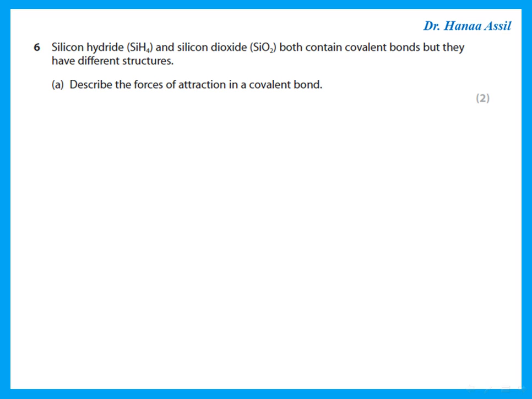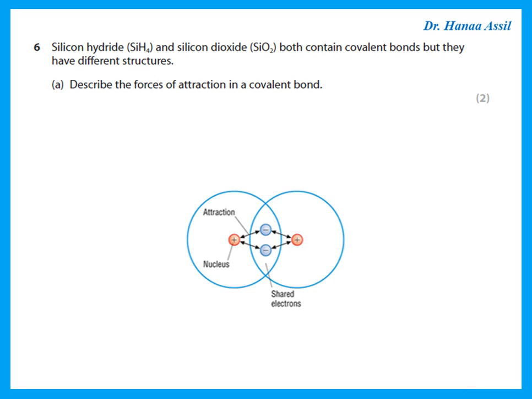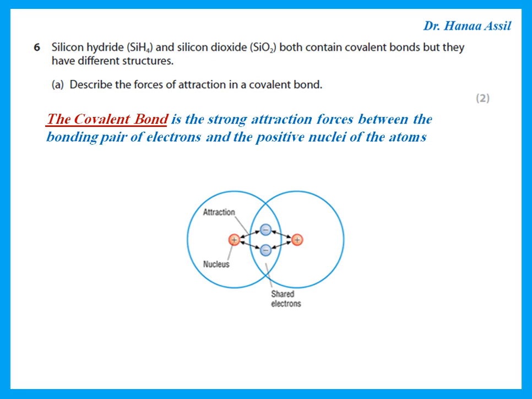Now, if he tells me, explain what is a covalent bond. Do you remember what's a covalent bond? In a covalent bond, we're sharing electrons between 2 atoms. And we said the covalent bond is the strong attraction forces between the bonding pair of electrons, or the shared pair of electrons, and the positive nuclei of the atoms.